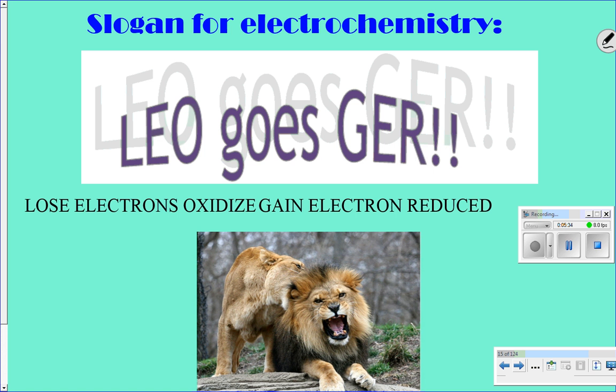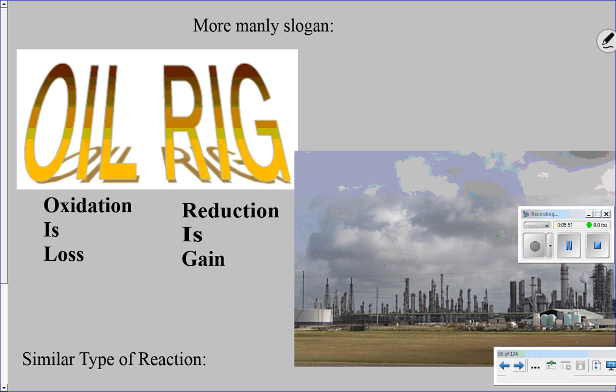It's very easy, obviously, to get this backwards. So we have a little saying that we like to use, which is Leo goes GER. Lose electrons oxidize, gain electrons reduce. So that helps you remember what's going on in terms of gaining or losing electrons. If you don't like Leo goes GER, you know, it's something a little darker, a little more gritty, you can go with oil rig. Oxidation is loss, reduction is gain.